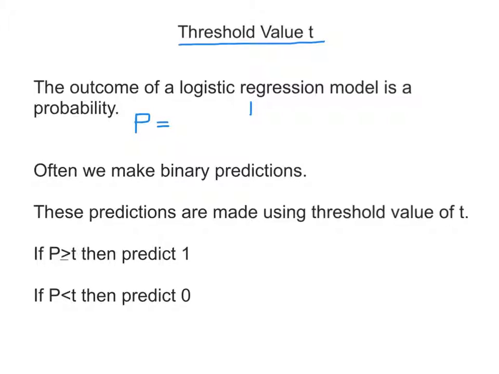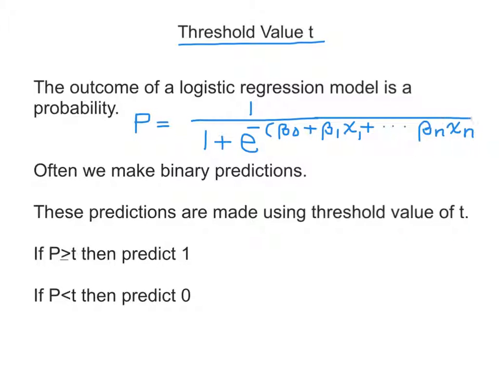It is 1 over 1 plus e to the negative beta naught plus beta sub 1 times x sub 1 plus, and we keep adding terms until we get to our last independent variable, and that would be beta sub n x sub n, given we have n independent variables.